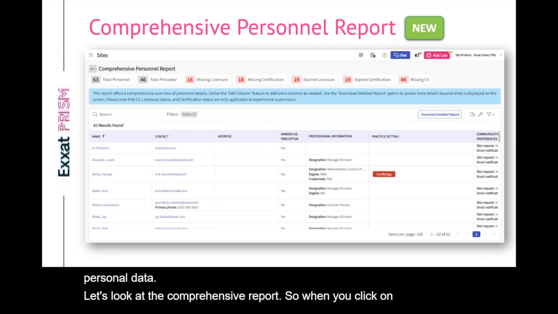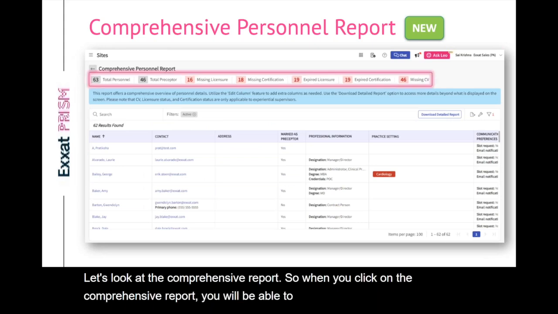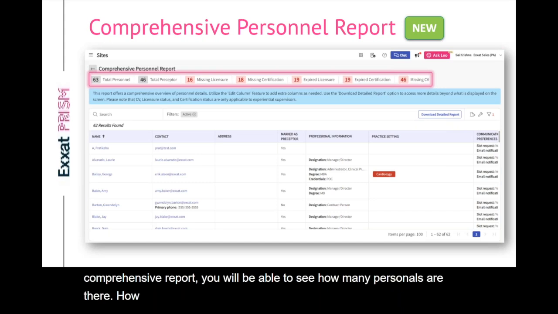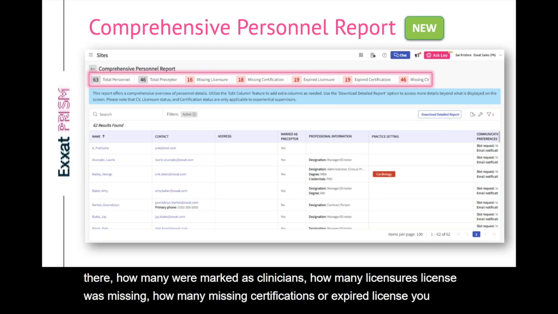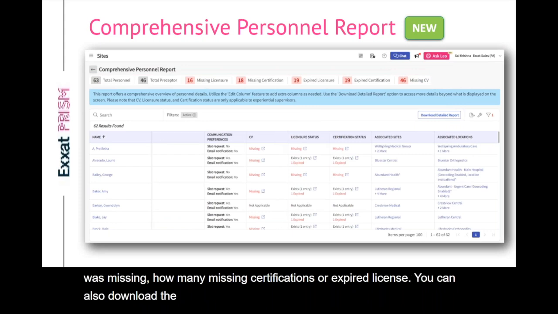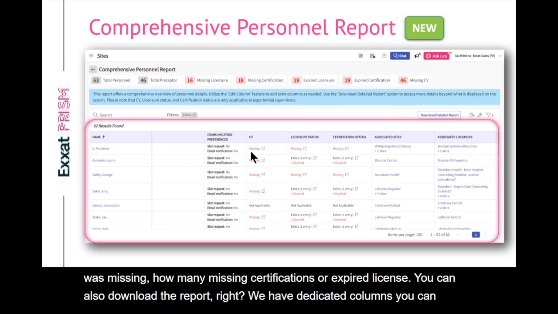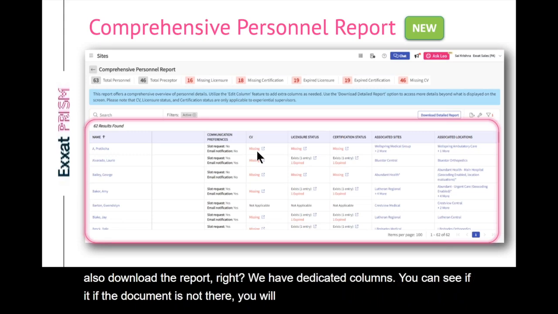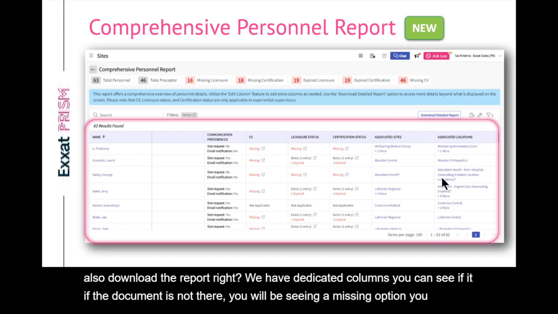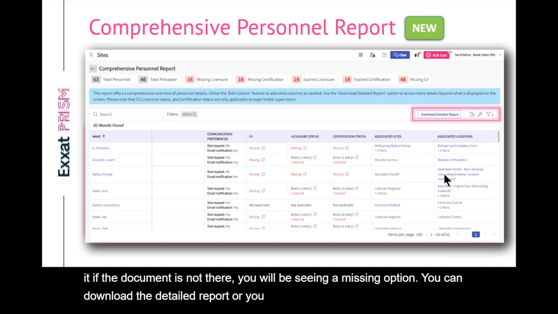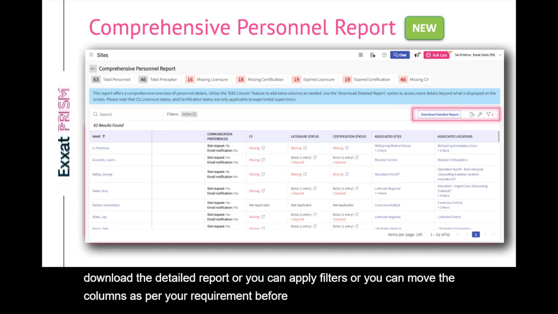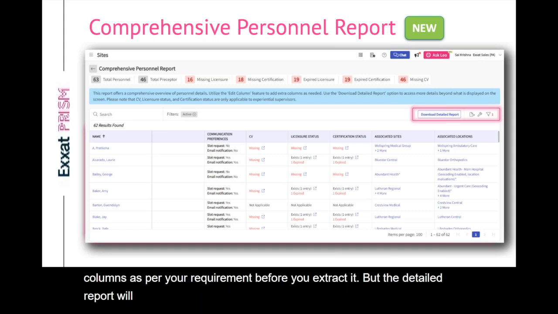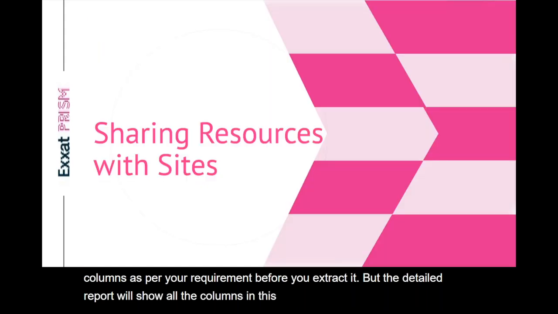When you click on the comprehensive report, you will be able to see how many personnel there are, how many were marked as clinicians, how many licenses were missing, and how many missing certifications or expired licenses there are. You can also download the report, right? We have dedicated columns. If the document is not there, you will see a missing option. You can download the detailed report, or you can apply filters, or move the columns as per your requirement before you extract it. But the detailed report will show all the columns in this comprehensive personnel report.